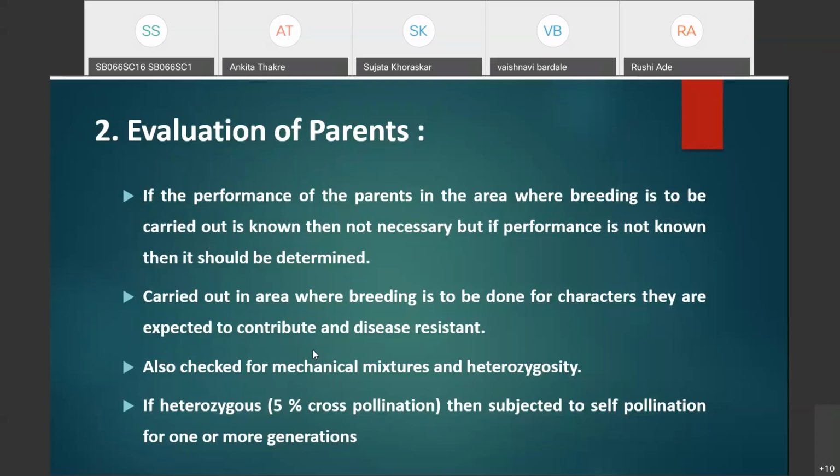Okay, generally the evaluation or the choice of the parent is carried out in the area where the breeding is to be done, for the characters they are expected to contribute and the disease resistance.